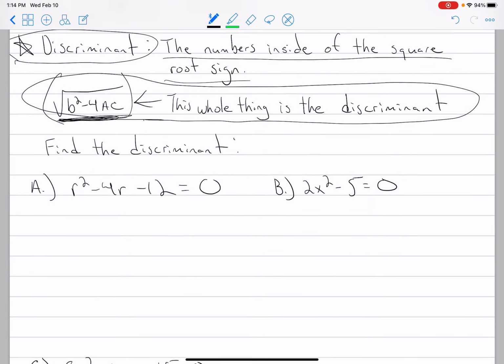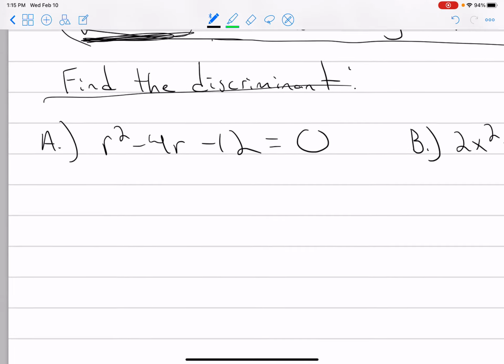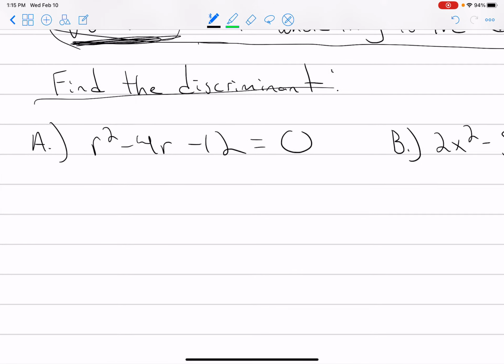So this is the part that's been messing everybody up. So we're going to go over a couple of things with the discriminant. I just want you to get some extra practice. All right, so find the discriminant. So go ahead and do A right now, pause it, and then come back and we'll check and see if you got the right stuff. Cool, you just did that.